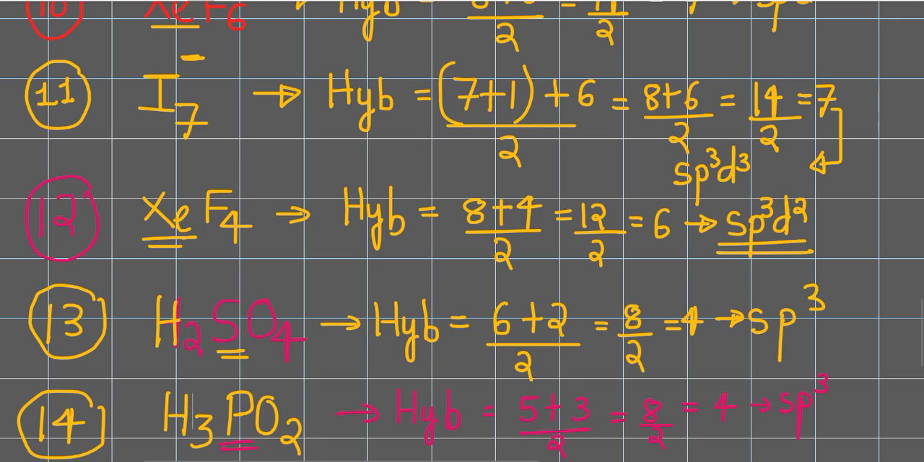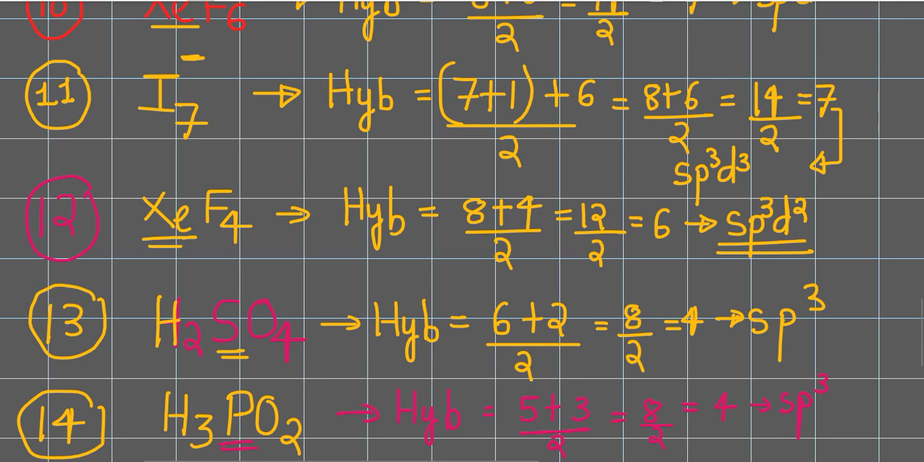H2SO4, sulfur is the central atom. You need to find the hybridization of sulfur in H2SO4. Sulfur has 6 valence electrons. 6 plus side atoms, which are 2. Hydrogen atoms are side atoms. Oxygen atoms are also side atoms, but they are not counted here. An oxygen atom is not a monovalent species, so we will not consider the 4 oxygens, only the 2 hydrogens. 6 plus 2, 8 by 2, 4, so sp3 hybridization.